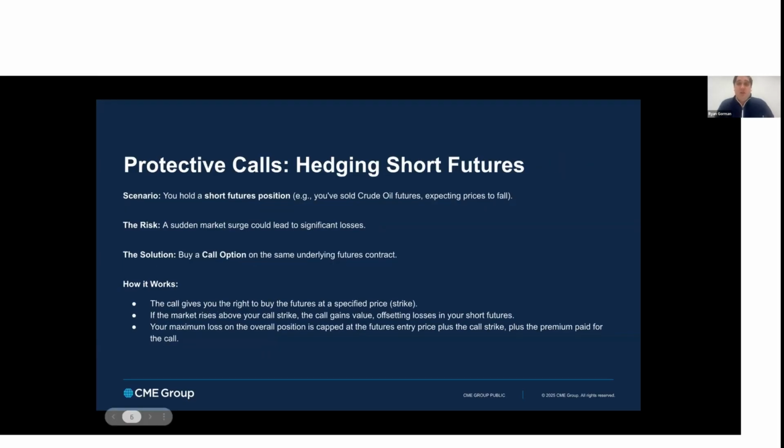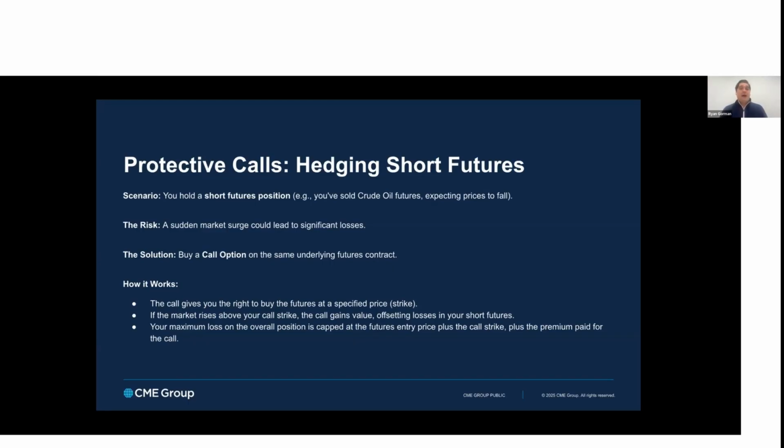Protective calls are very similar as well. So this is essentially hedging short futures positions. So say you're short crude oil futures, for example, expecting prices in the near term to fall. And crude oil's been falling and falling and falling over the last couple weeks. So this is a pretty nice little setup here. But the risk again is that a sudden market surge could lead to significant losses. So if there's a huge supply issue with crude oil and the market just decides to shoot higher, you're going to be stuck. Even if in the long term that comes back for you, you're going to be in a little bit of water with that just futures position on alone.